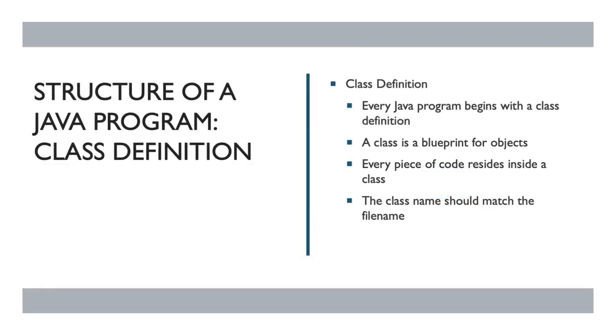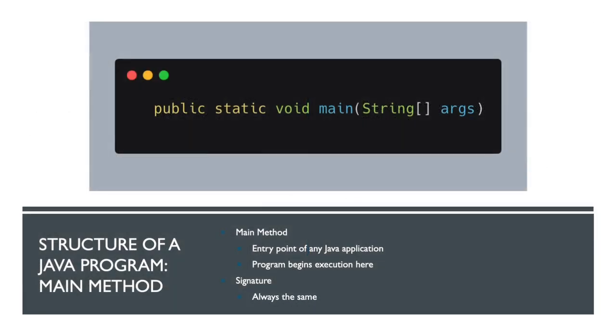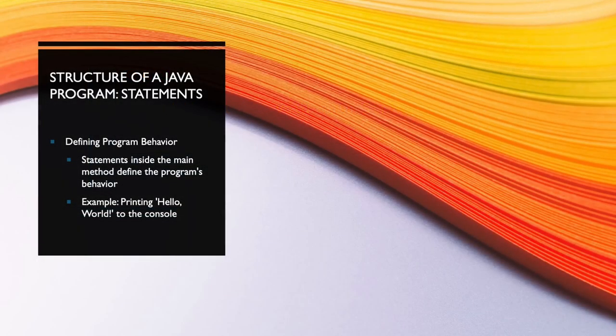A basic Java program consists of several components. It starts with a class definition, which serves as a blueprint for objects. All code resides within a class, and the class name must match the file name. The main method is the entry point of any Java application where programs begin execution. Its signature is always the same, and the example signature is included here at the top of the slide. Inside the main method, you'll write statements that define the program's behavior, for example, printing Hello World to the console.